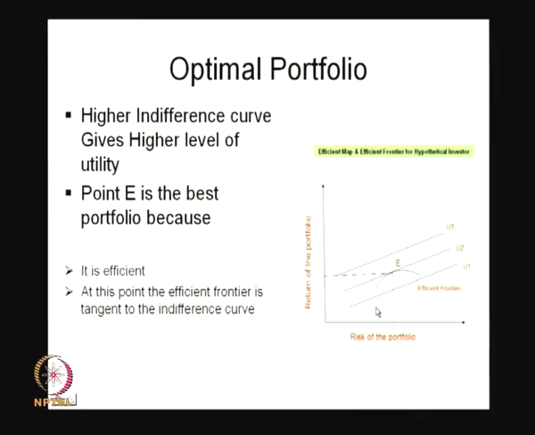So, that is why, once it is efficient and it is the portfolio at the point where the efficient frontier is tangent to one of the indifference curves, then definitely, according to Markowitz, this E is the point where we can achieve our optimal portfolio.